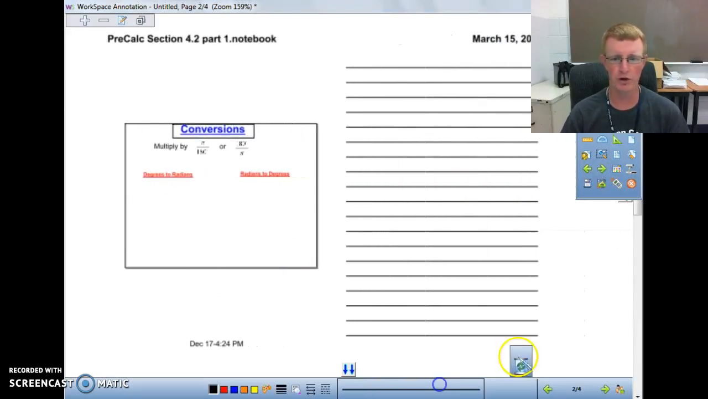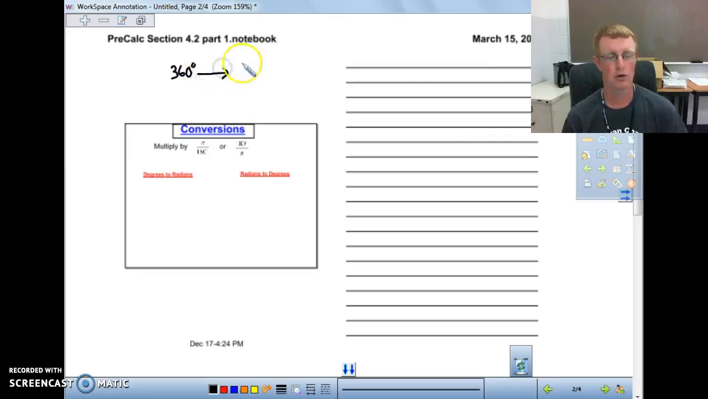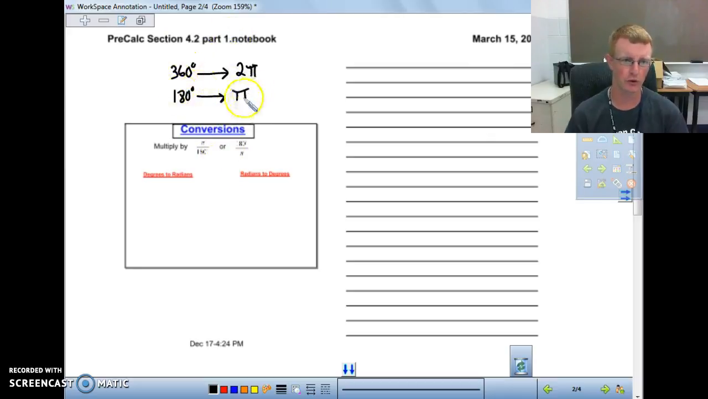So let's talk about converting back and forth between radians and degrees, because this is going to be important. Now I know you can't read this on the video, but you can see it on your notes fairly easily. Basically what we're doing is we know that there's 360 degrees in a circle. You may not know this, but we may have talked about this before. There's also 2 pi radians in a circle. So 360 degrees and 2 pi are the same. If you go to 180 degrees, that is equal to pi. So half a circle, half a circle.